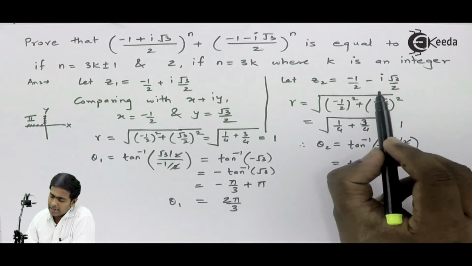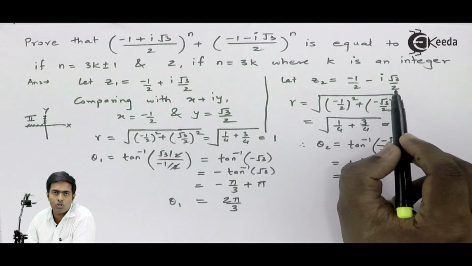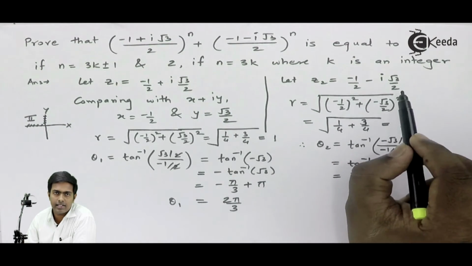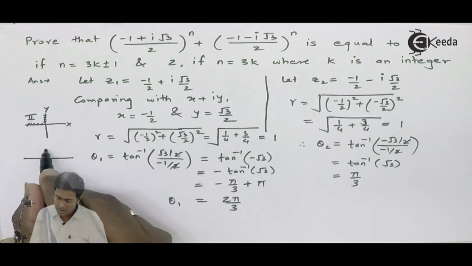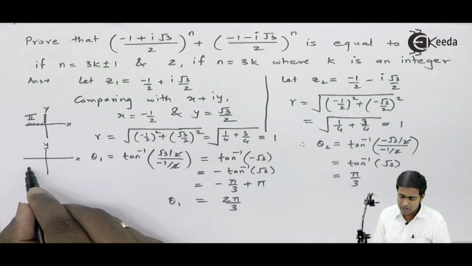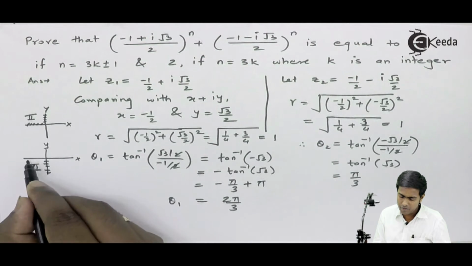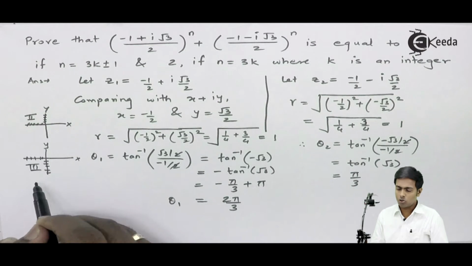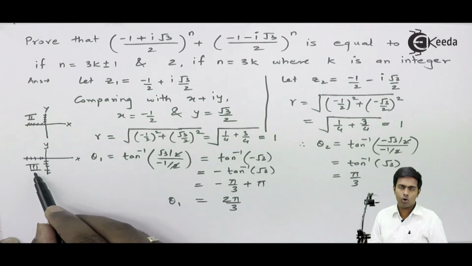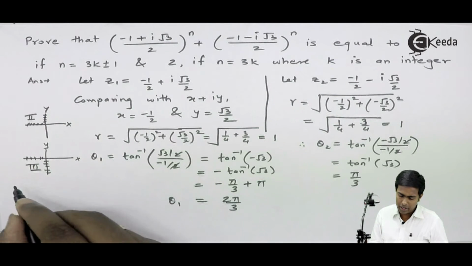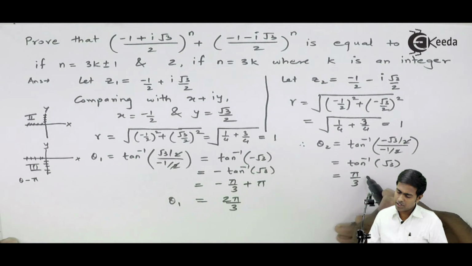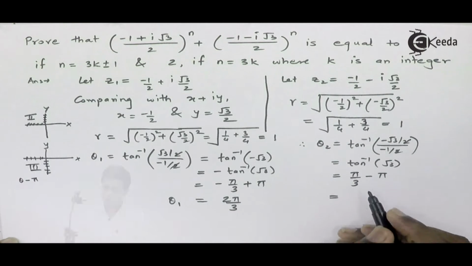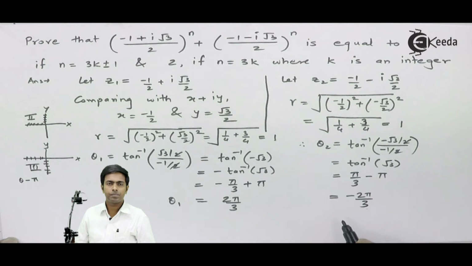Now you can see here that x is also negative, y is also negative. When this type of case arises, that number is in the third quadrant, because in the third quadrant x is also negative and y is also negative. So this number lies in the third quadrant, and for the third quadrant I have given you one hint that it should be theta minus π. So here I am getting π/3, and I will subtract π from it. So I will get -2π/3.